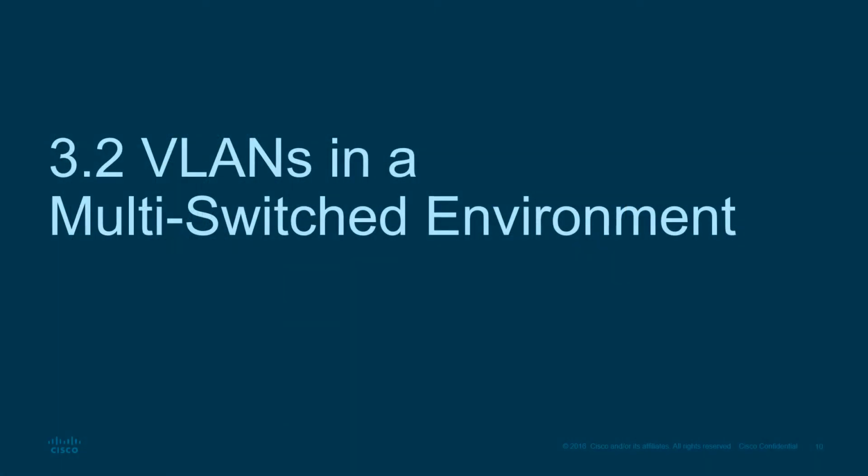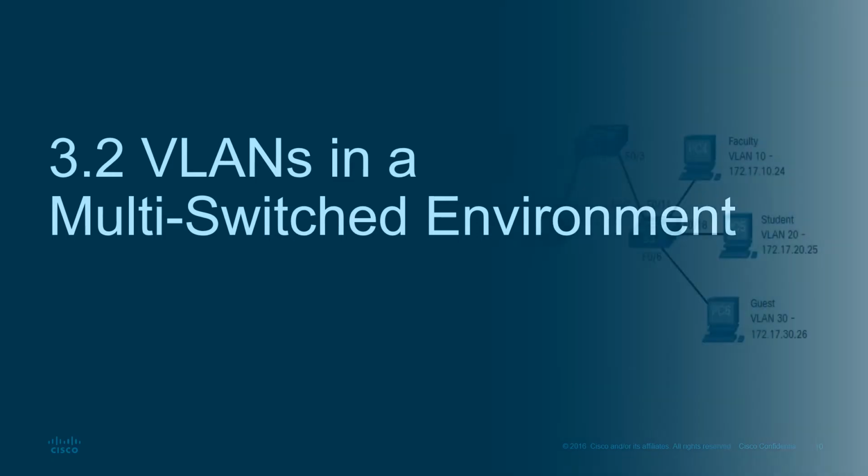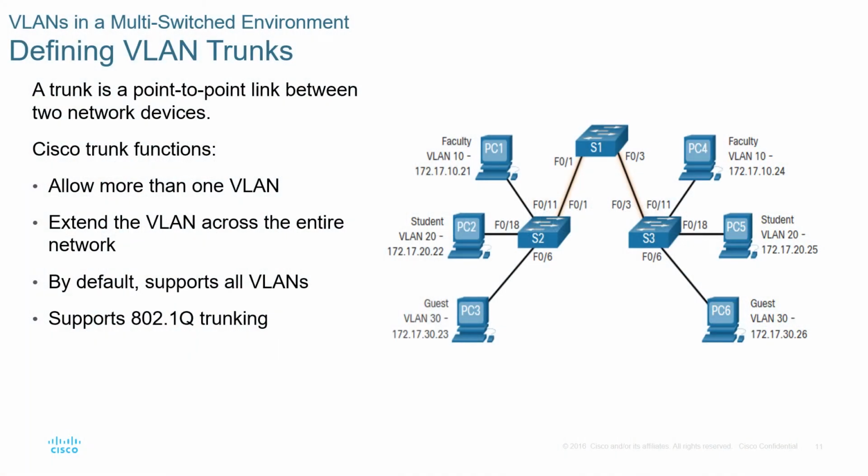VLANs in a multi-switched environment. So we have trunk. Connection between switches is recommended to be configured as a trunk, especially if we want to allow all VLANs here. So the moment we set up a trunk, once a frame passes through this port, it tags the frame with the VLAN information. So in a way, the destination switch will know which VLAN the source is a part of.